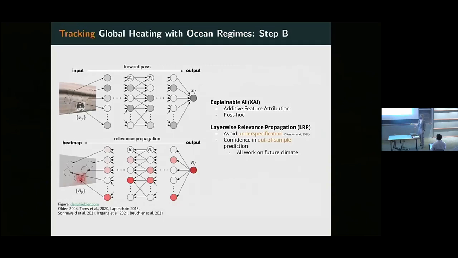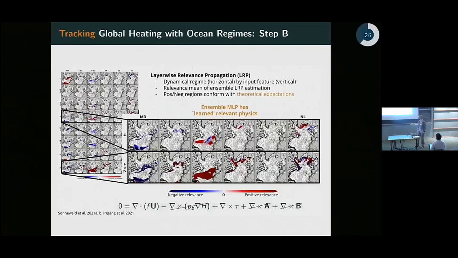And this also, very importantly, which was touched upon in a few talks now, helps us avoid underspecification. So it helps us be more sure that we're getting an answer for the right reasons. And this, I think, is also very important in the climate context because, like Claire mentioned earlier, we're by definition out of sample. We don't know anything about future climate or what it's going to look like. So really being confident about this is important, as I'm sure you'd all agree.